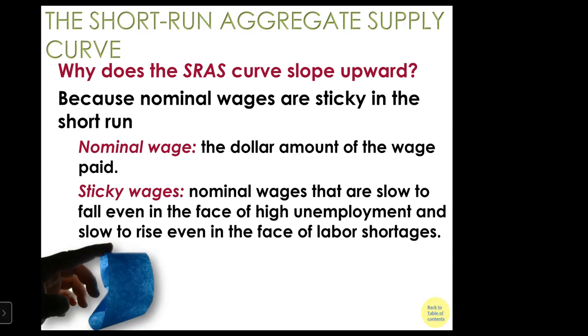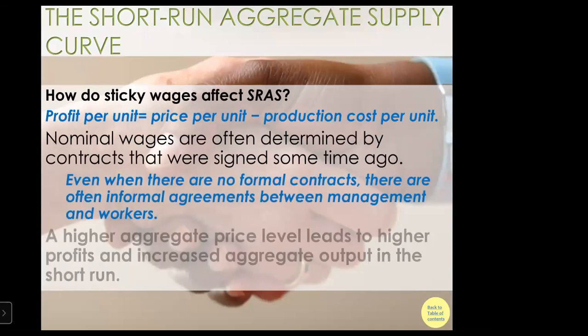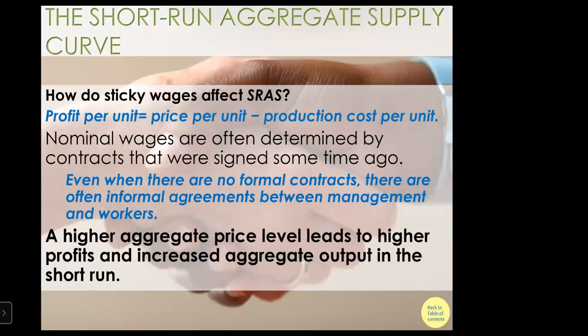The reason why we call it sticky is because of two things. Number one, you cannot change it in that time period, and typically this is what we call the short term. And number two, the aggregate price level may adjust, but your wage cannot adjust. In that sense, we call it sticky. So how can this sticky wage affect aggregate supply, particularly in the short run? The answer lies in the equation on the top: profit per unit equals price per unit minus production cost per unit.